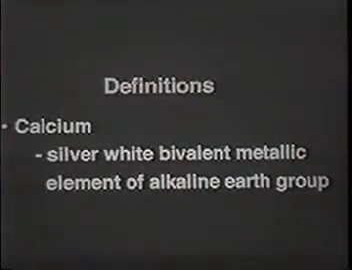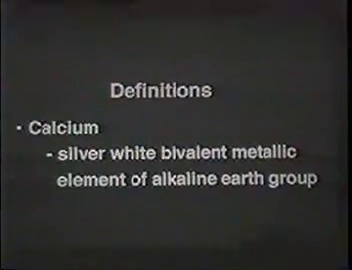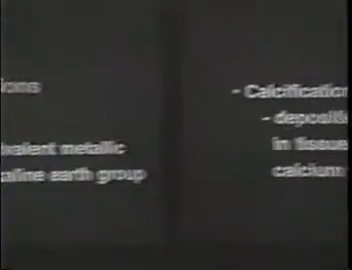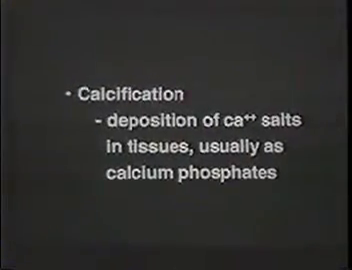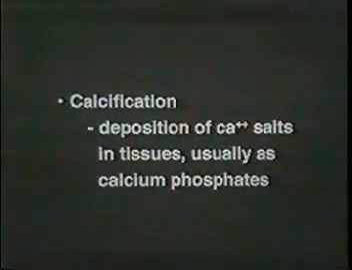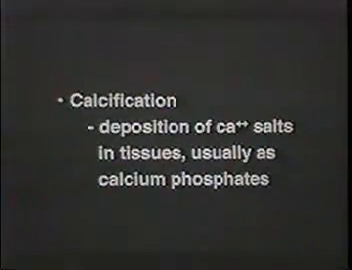Calcium is a silver-white bivalent metallic element of the alkaline earth group. And calcification is the deposition of calcium salts in the tissues. Usually it's in the form of calcium phosphates.